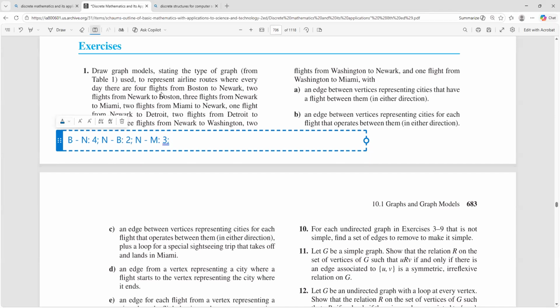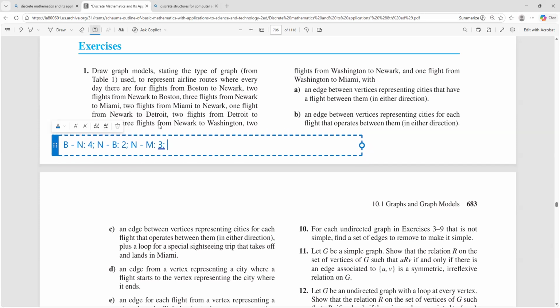Boston to New York, four. Two from New York to Boston. Three from New York to Miami. Two from Miami to New York. So Miami to New York, there are two.